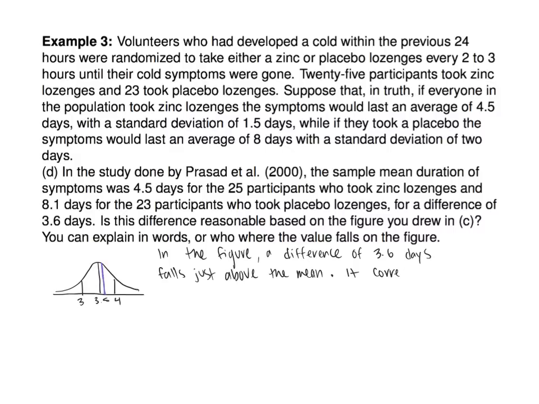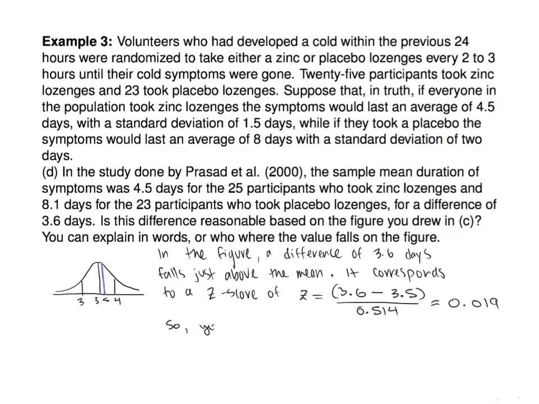And here's a preview. It corresponds to the z-score, telling me how many standard deviations away. Z equals, remember that the z-score is your x value, which in this case is our 3.6, minus a sample mean, which is 3.5, divided by the standard deviation, and I just in my notes use 0.514. So I'm going to do that again. And you get approximately 0.019. So we're less than a tenth of a standard deviation above the mean. So yes, this is reasonable.